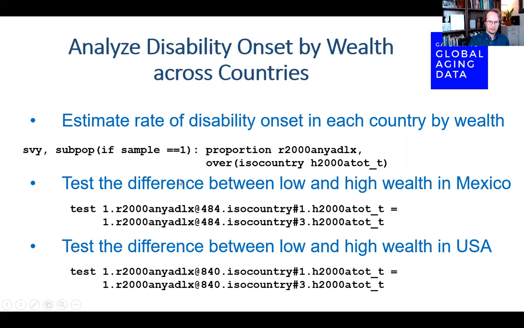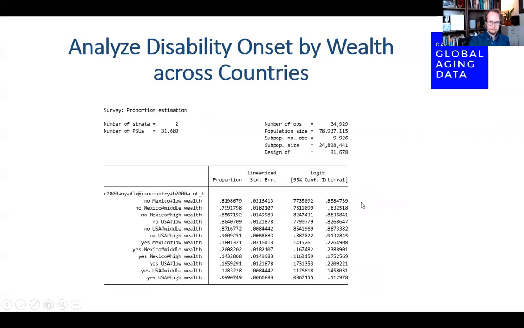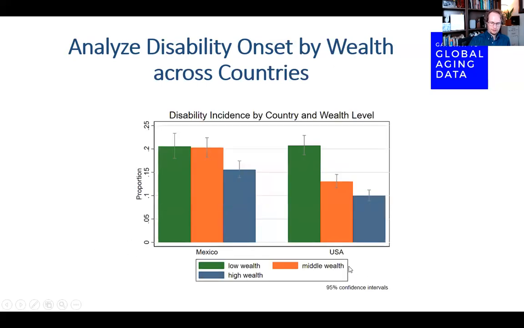And then we can also test the difference between people of low and high wealth in Mexico, and test the difference between people of low and high wealth in the United States. This is what our first result will look like. Of course we have two countries and 3 wealth categories, so if you look at the bottom half here, we're going to get 6 wealth estimates. If you look at that graphically, it looks like this.